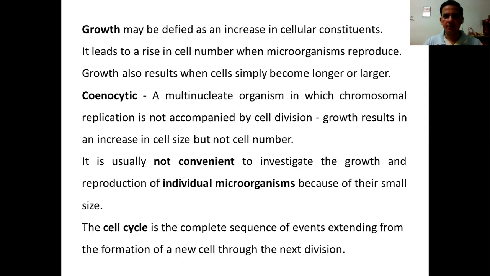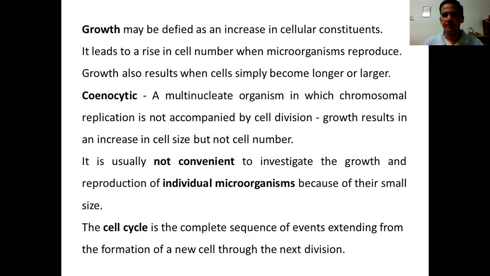This growth could lead to an increase in the cell number as well when the microorganisms are adult enough and they reproduce. So growth can be of two types. Either it could lead to the enlargement of the cell, when the cell is longer or bigger in size, or it could lead to an increase in the cell numbers. Now there is another term, which is called coenocytic. It's in multinucleate organisms in which chromosomal replication is not accompanied by cell division. There, the growth results in an increase in the cell size, but not in the cell number.